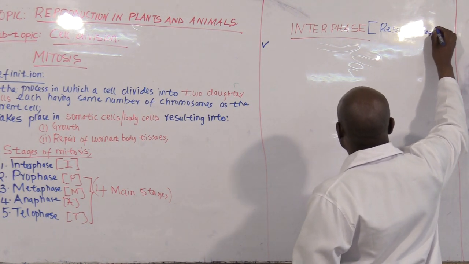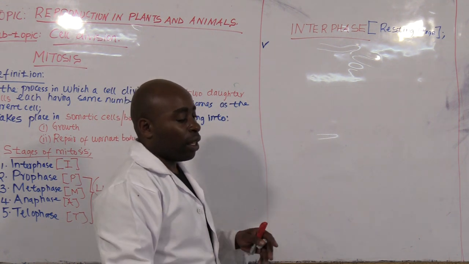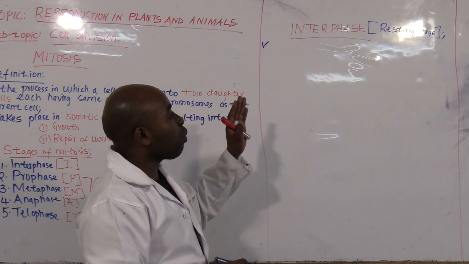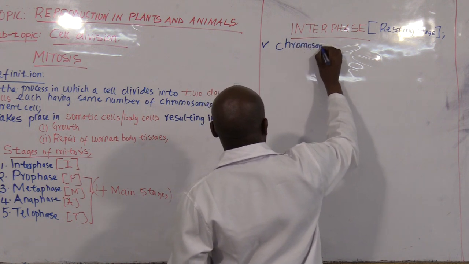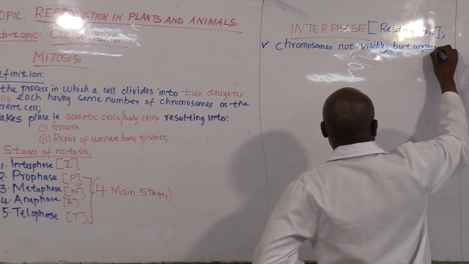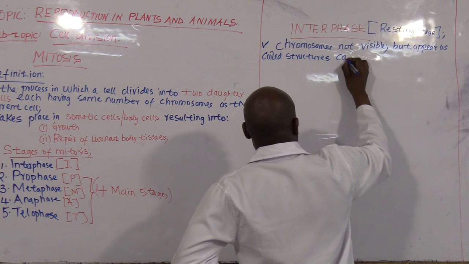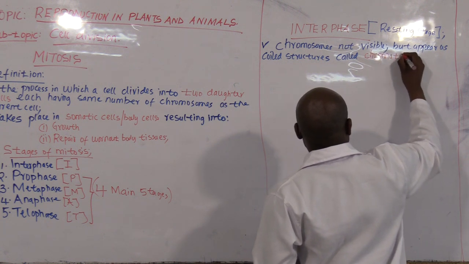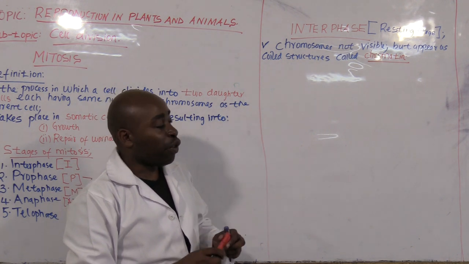So I believe you still remember about the chromosomes. Once you understand the concept about the chromosomes, then moving forward it will be very easy. So in this case, what will make you understand that this is interphase? In the first case, you look at the appearance of the chromosomes. The chromosomes are not visible, but they appear as coiled structures called chromatin.